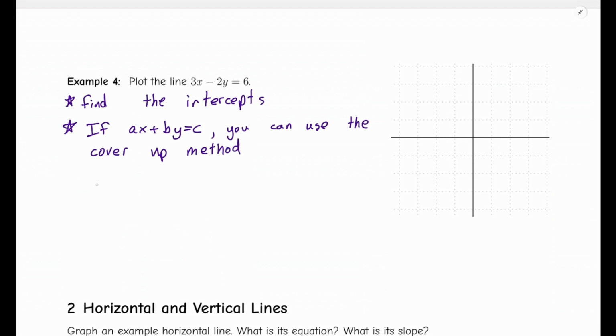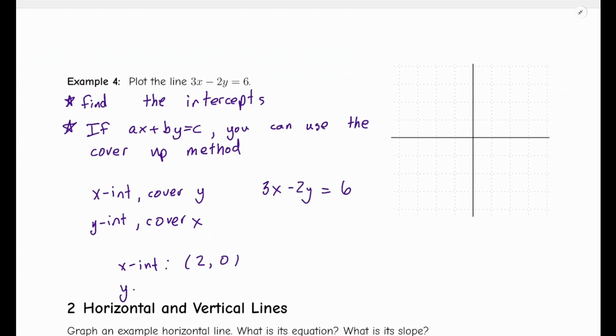So what that means, in order to find the x-intercept, cover up y. In order to find the y-intercept, cover up x. So for the x-intercept, we have 3x minus 2y equals 6. I'm going to cover up the y, so pretend like the y is not there. So we have 3x equals 6. If we solve that for x, we get 2. So then our x-intercept is (2, 0).